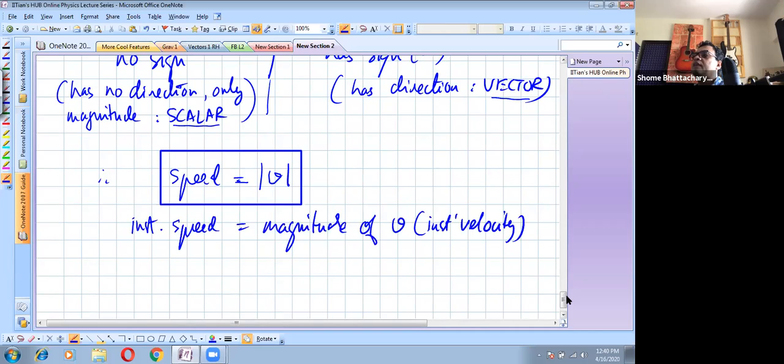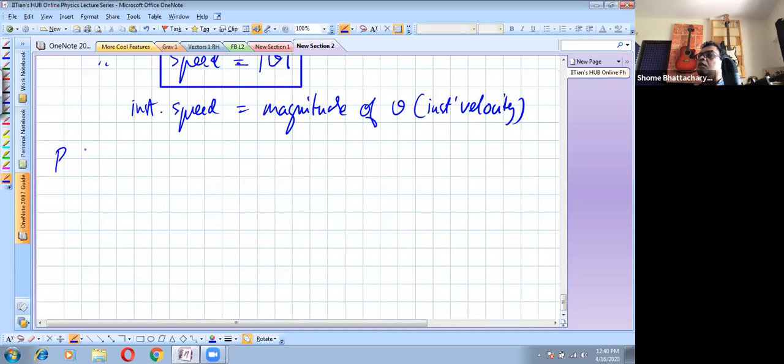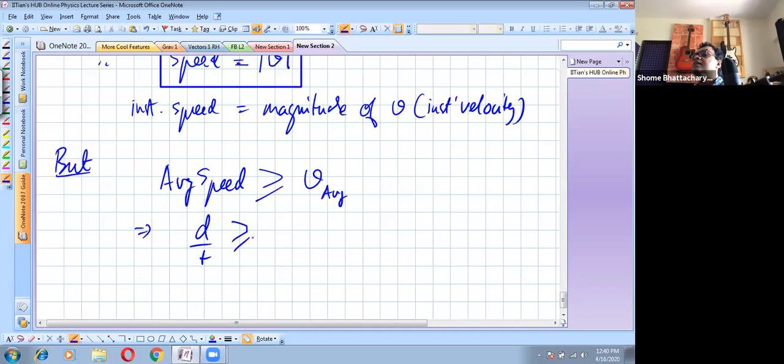Okay, because in a very small interval of time, the quantity delta d will be equal to the magnitude of delta s, as long as my time interval is very small. But average speed need not be equal to the magnitude of average velocity. It can be greater than or equal to it. Because what is average speed defined as? d by t, and this is always greater than or equal to magnitude of s by t, because distance traveled is in general greater than or equal to the magnitude of s.